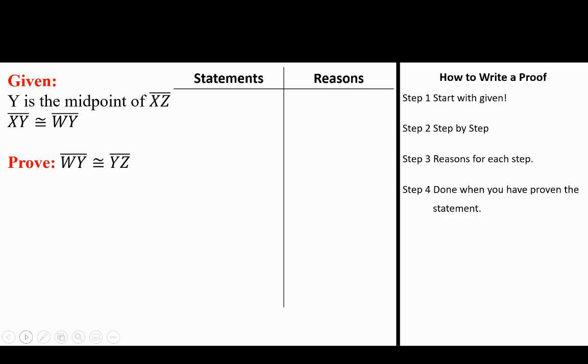Now, while you're writing this down, I'm just going to read the information. So given, I know Y is the midpoint of XZ. I also know that segment XY is congruent to segment WY. I'm trying to prove that WY is congruent to YZ. Now, just like that last one, we're going to want to go ahead and maybe draw ourselves a bit of a picture here, which we'll do in about, let's call it 12 seconds.